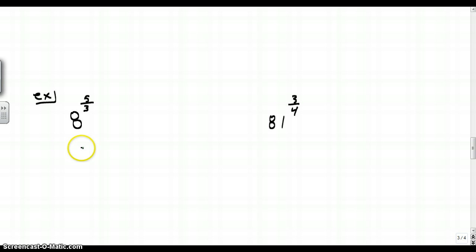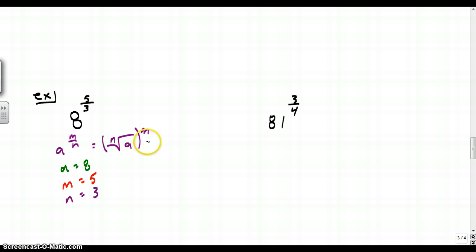But I'm going to rewrite this as a radical. So I'm given 8 to the 5/3 power. And if I remember my formula, I have a to the m over n equals the nth root of a raised to the m power. So in this case, I have all my different variables. I have a equal to 8, m equal to 5, and n equal to 3. So I'm just plugging those numbers in.